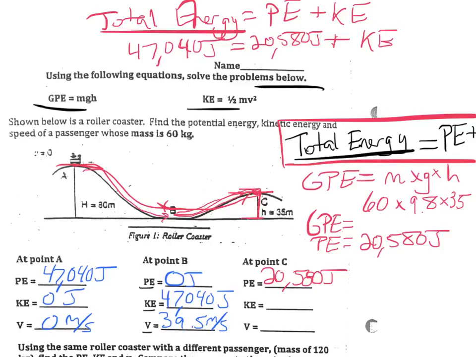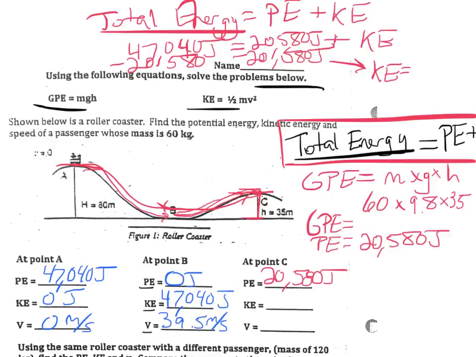So now I just do a little quick algebra here, and I say 47,040, and I subtract out this 20,580 to get it out of the way here. 20,580. So then I know, and I'm going to write it right here, that the kinetic energy must equal... Why don't you pause and go find out what it equals?